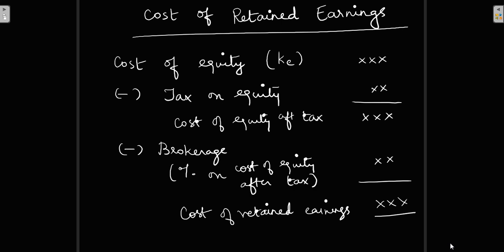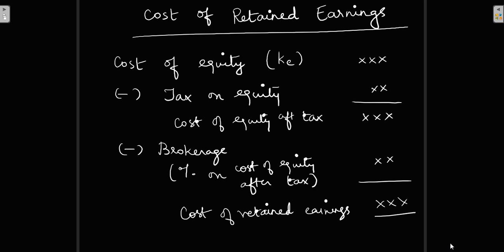In this video we will be discussing cost of retained earnings. So retained earnings is nothing but the accumulated amount of undistributed profits that actually belongs to the shareholders. Retained earnings actually provide a major source of finance for expansion and diversification of projects.